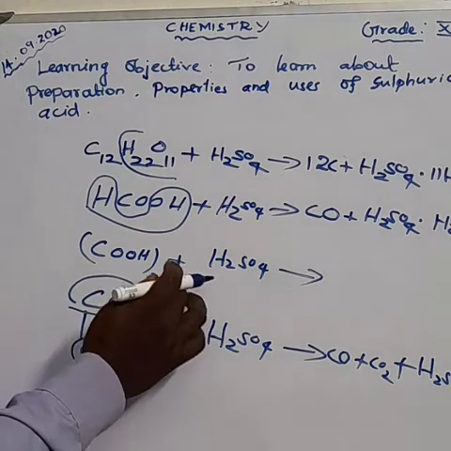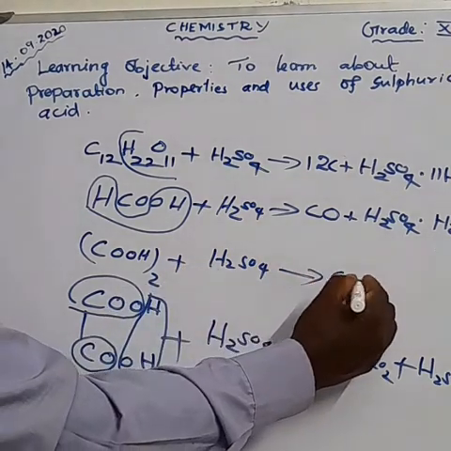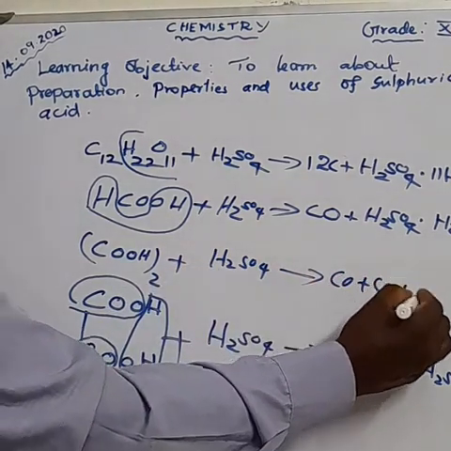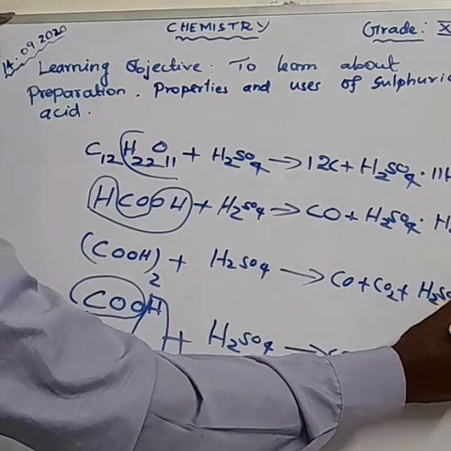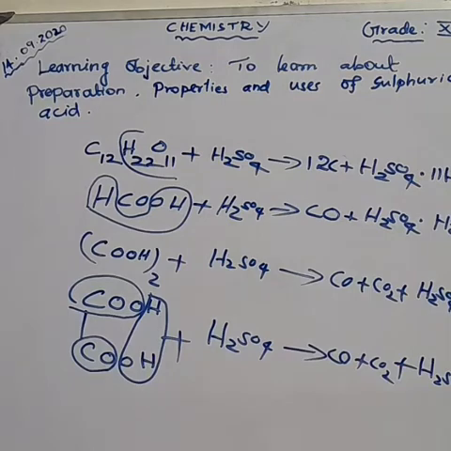Okay, that is here. What is the product? CO plus CO2 plus sulfuric acid monohydrate. Okay. These are the properties. Next, what are the chemical properties of sulfuric acid?